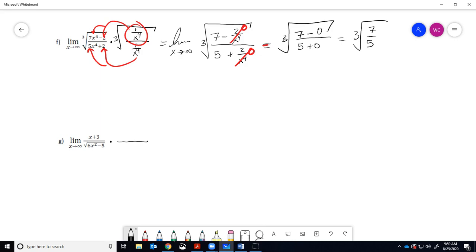So on the bottom, we have a square root, so we need a square root on the bottom. The highest power of x here is x squared, so we're going to do 1 over x squared. What is the square root of 1 over x squared, though? Well, the square root of a fraction is the square root of the top and the square root of the bottom. So the square root of 1 is 1, and the square root of x squared is x.